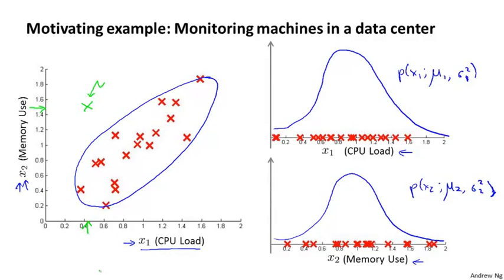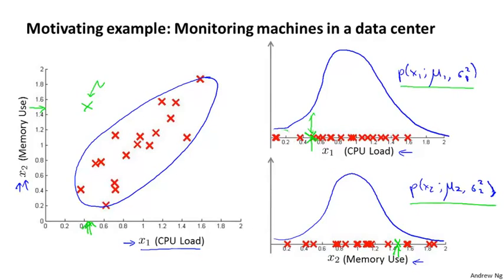But let's see what the anomaly detection algorithm will do. For the CPU load, it puts it at around 0.5, and this is a reasonably high probability, not that far from other examples we've seen. For the memory use, it's about 1.5, which is there. Again, it is out towards the tail of the Gaussian, but the value is not that different from many other examples we've seen. And so p of x1 will be reasonably high, and p of x2 will be reasonably high.